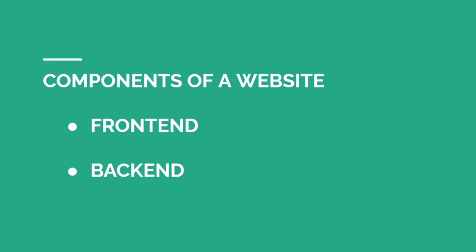Now, what are the components of a website? There are two major components of a website. One is the front end or the UI part, which the end user sees, and second is the backend, all the backend services and databases that are attached to it. Now, what all technologies we'll be using under each subcomponent, we'll look into that.